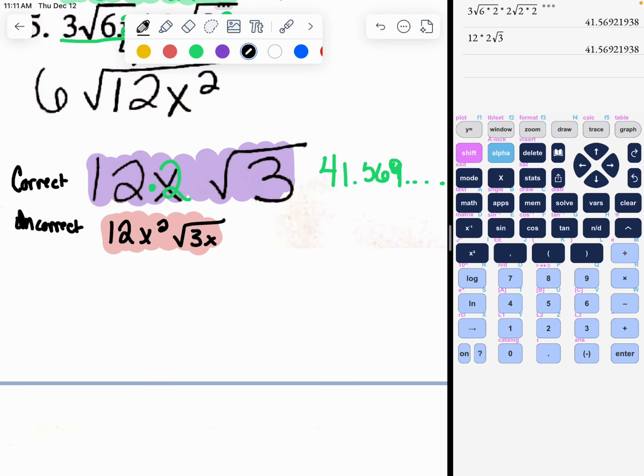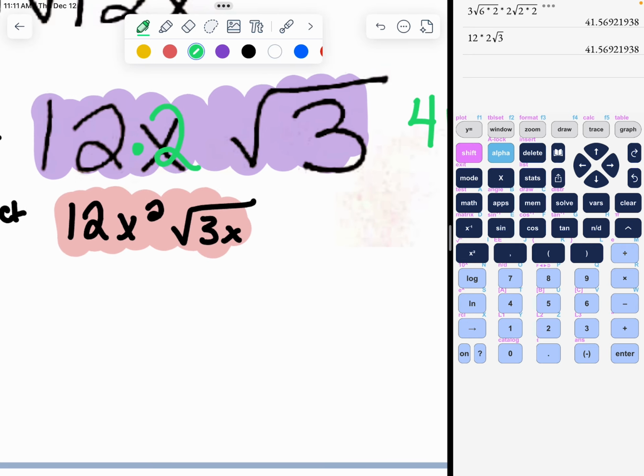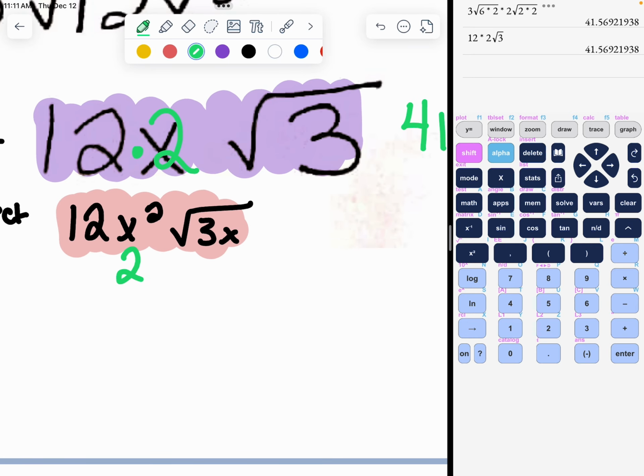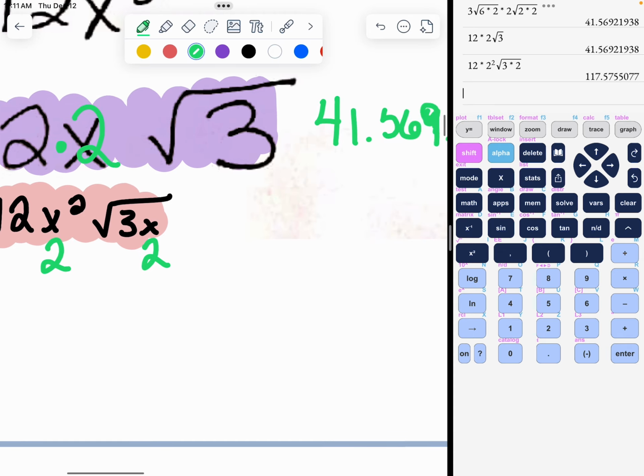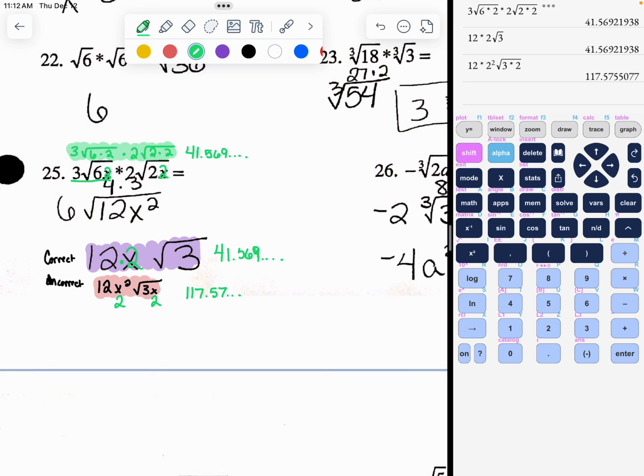For the incorrect choice, let's say they're making their way through it, let's put a 2 in for this one. So put a 2 in for that x and that x. So 12 times 2 to the second power, square root of 3 times a 2. Remember, we're just putting in a random number for x. Notice how I get a decimal that doesn't resemble the upper decimal whatsoever. So you can see that this is the correct choice, because it matches the original random decimal I generated.